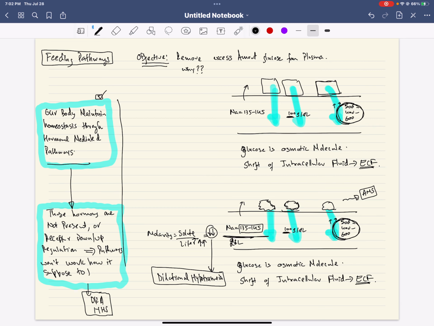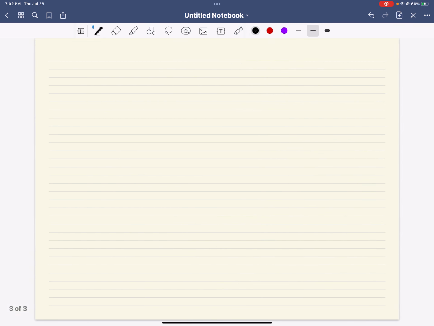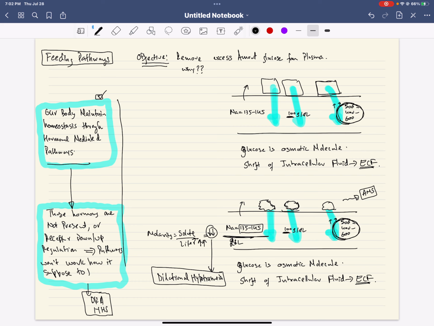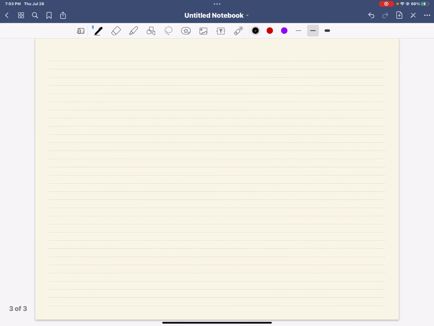So then let's go into feeding pathways, right? Our objective is to remove excess amount of glucose in plasma. How does your body remove excess amount is what we'll talk about. So feeding pathways again, right? How does our body do that? So this is again the blood vessel. There's a lot of excess amount of glucose here, right?